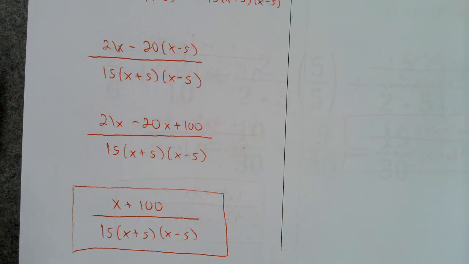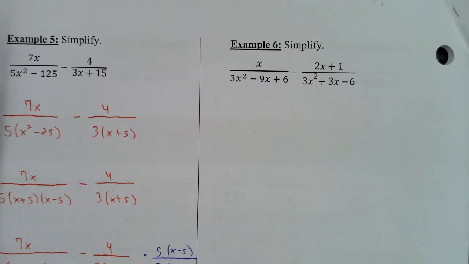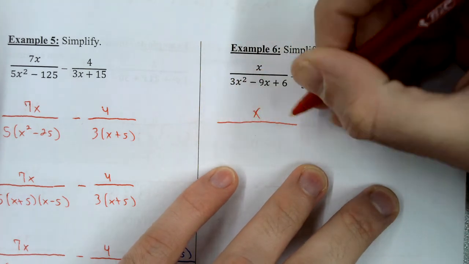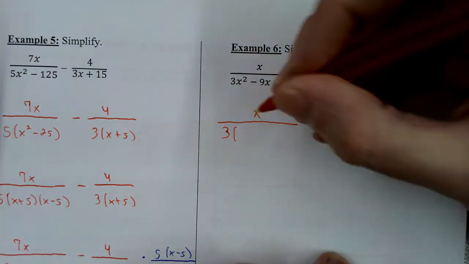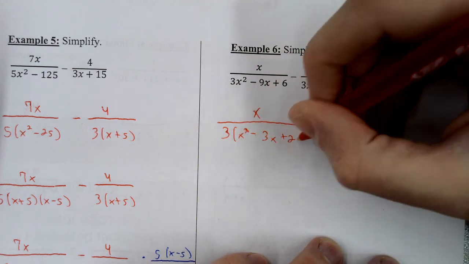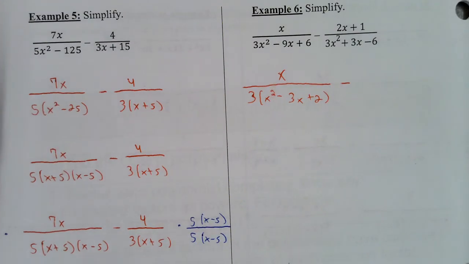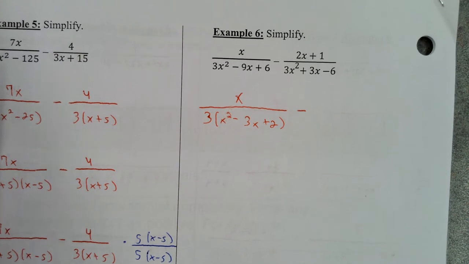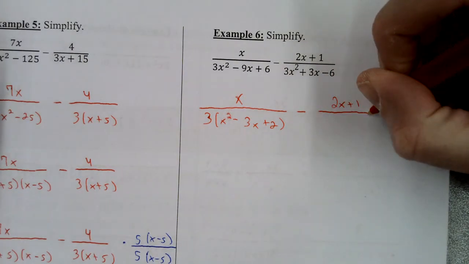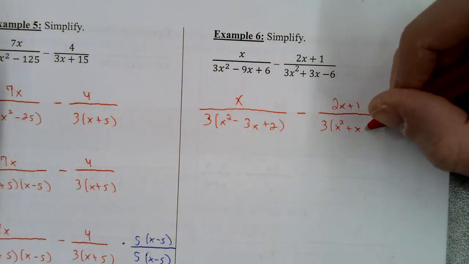Okay, one more. Example 6. We'll start by factoring. The bottom left has a GCF of 3. Take out the 3, it leaves you with x squared minus 3x plus 2. Now the numerator in the top right is going to be fine as is. But you're going to factor the GCF from the bottom right, and the GCF is 3. So it'll leave you with x squared plus x minus 2.